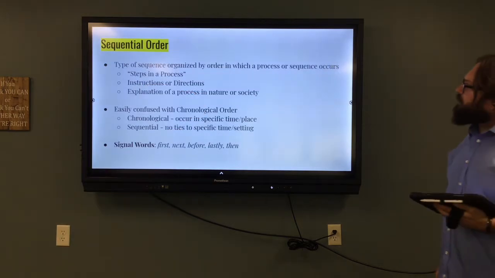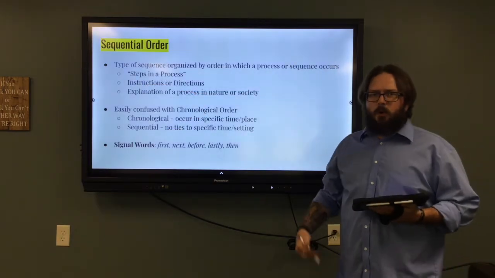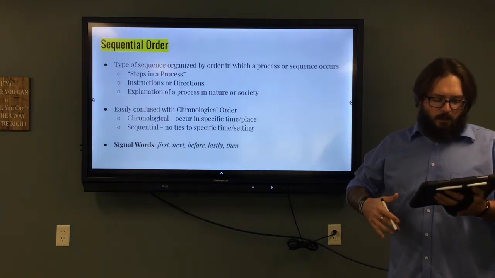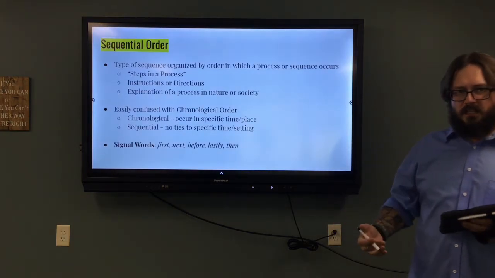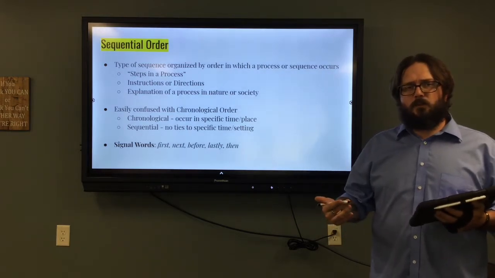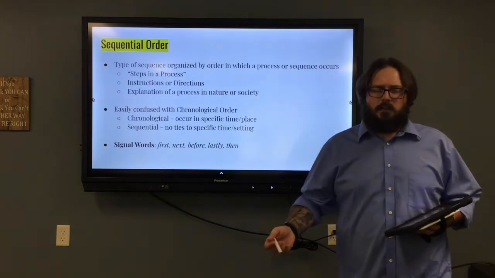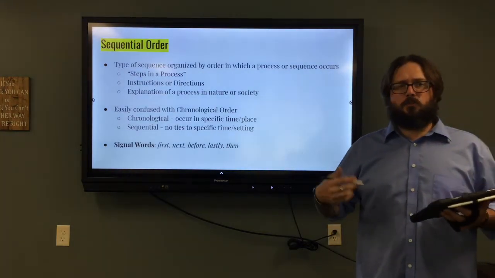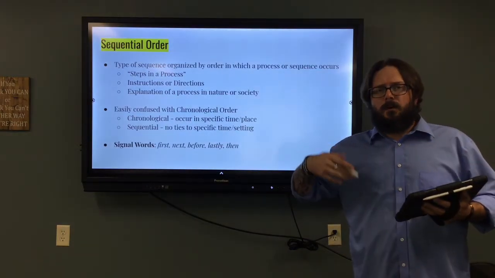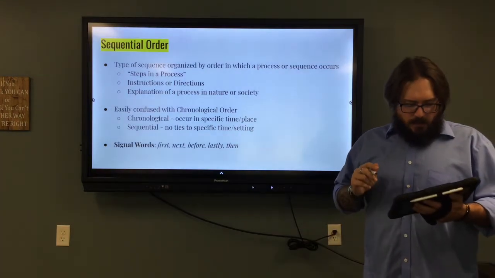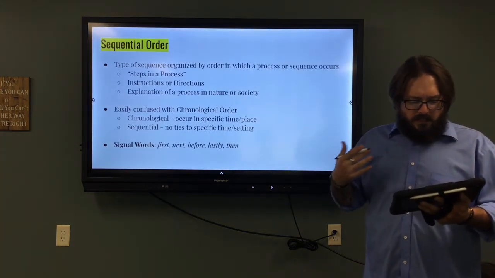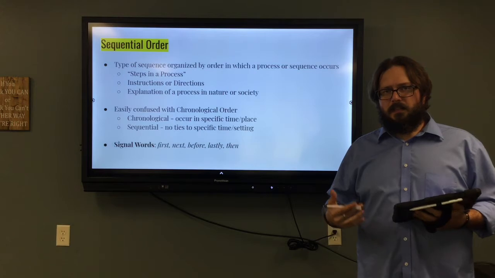So the next type of sequencing that we will discuss is what is known as sequential order. This is a type of sequence that is organized by the order in which a process or a sequence occurs. So typically, sequential order is going to refer to steps in a process. We usually see these in instruction manuals where we're given a list of instructions on things to do or directions on how to do something. We also will see sequential order used when the author is explaining a process in nature or in society as well.